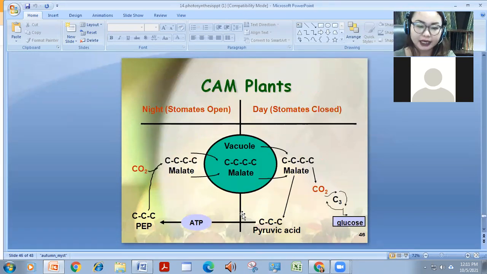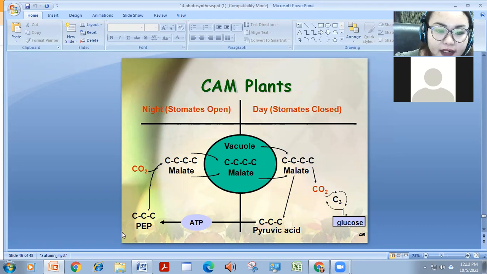So this is what happens in the crassulacean acid metabolism. Again, in CAM plants, you can see that the stomata open during night and close during day. This is what happens during night. The ATP is used for the production of 3 carbons into 4 carbon malate, and inside the vacuole, the malate is transferred to produce glucose when the stomata is closed. So that is exactly all the events happening in CAM plants photosynthesis.